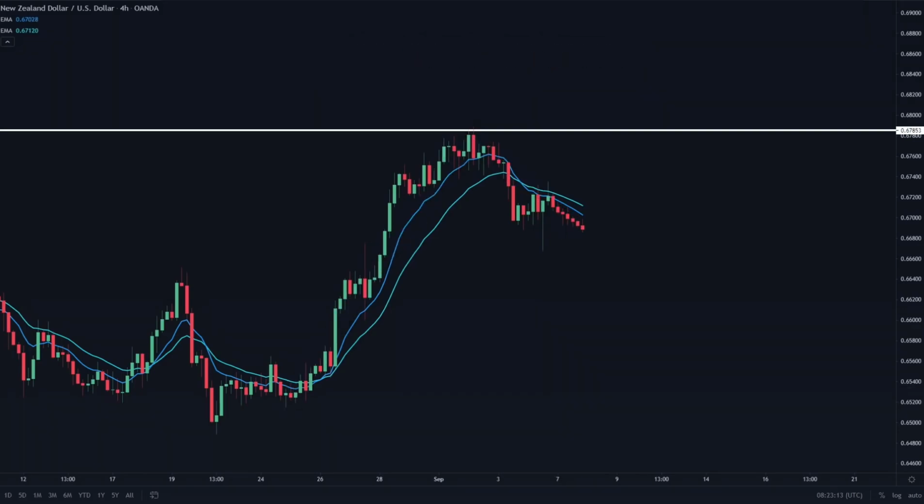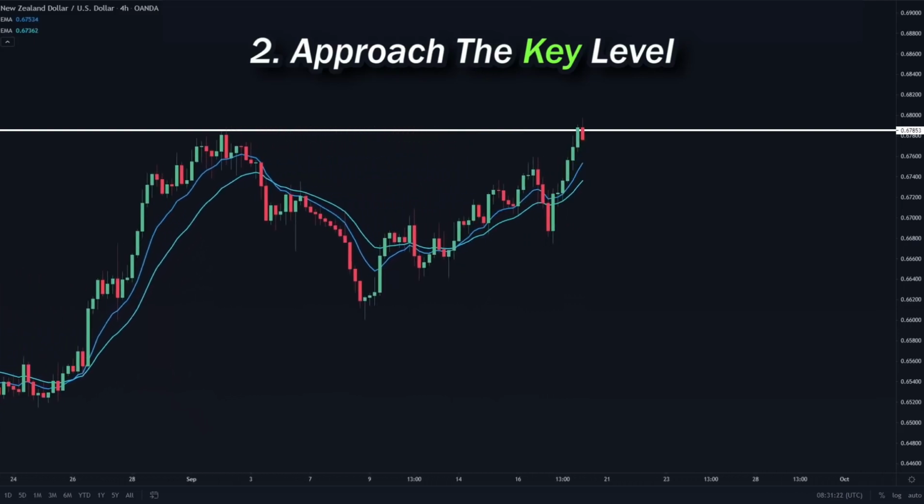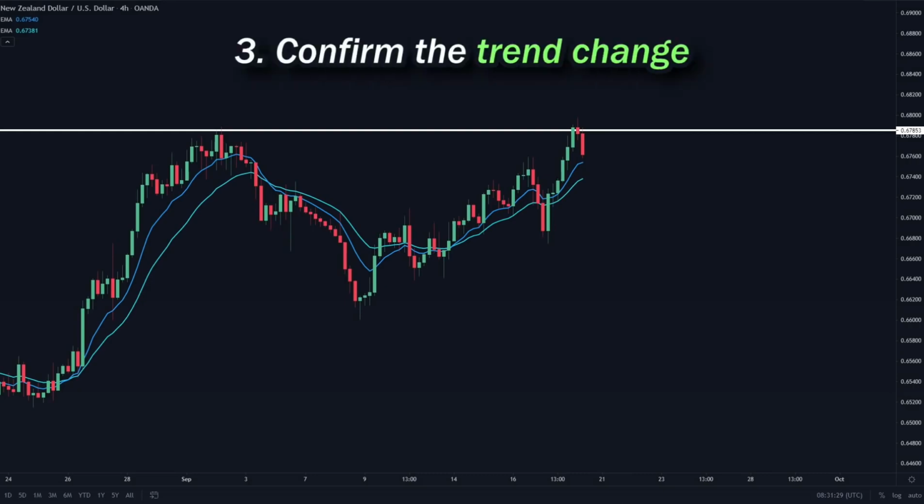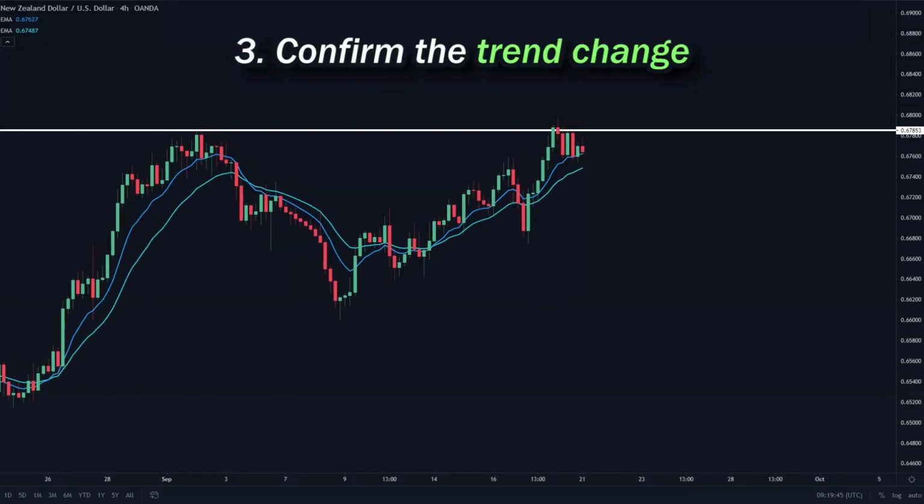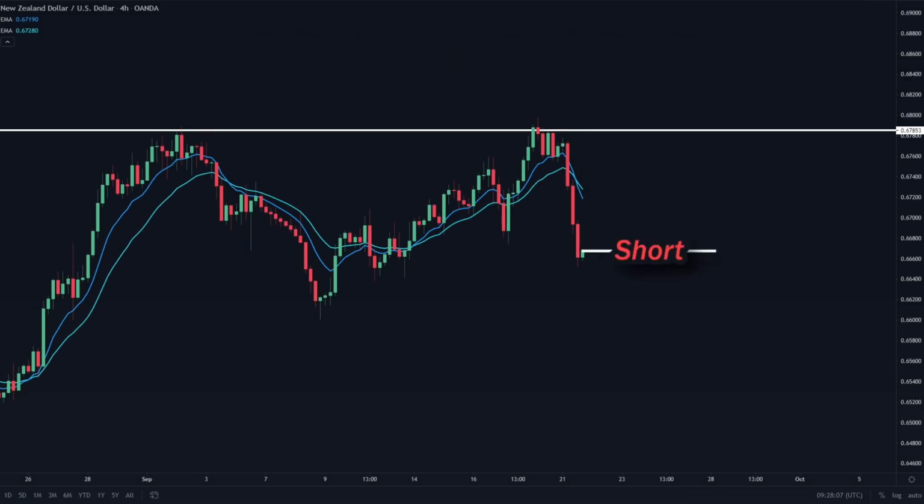Next, you want to wait for the price to approach the same key level again. And once the price approaches it, you use the EMA to confirm the trend change at this area by waiting for the lines to cross over downwards. And once this happens, you can take a short position.